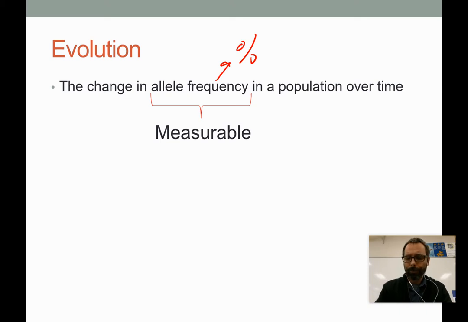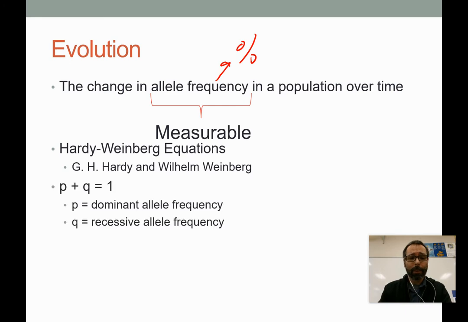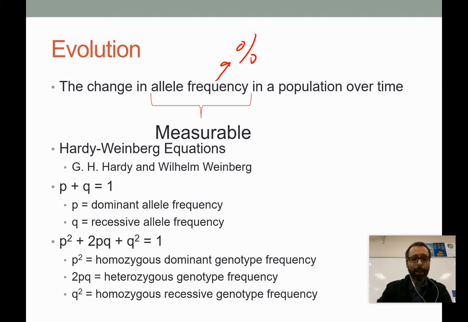We can put numbers to this, and so we can actually try to put quantitative data to the often qualitative idea of evolution. Now, the equations were come up with by these guys named Hardy and Weinberg, which is why it's called the Hardy-Weinberg equations. And basically, they're just based on probabilities. There's two equations. The first one, p plus q equals 1. You'll see what that means in a moment. And then a larger one, p squared plus 2pq plus q squared equals 1.